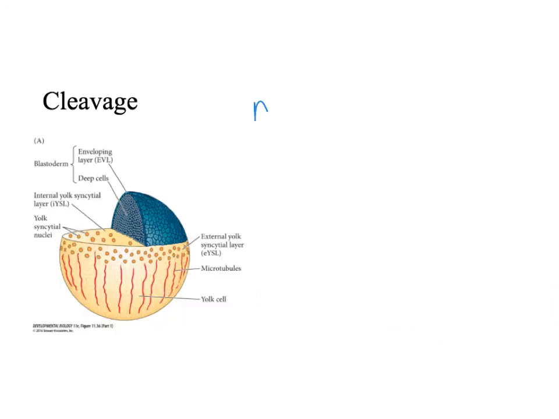The MBT stands for mid-blastula transition. Again, this occurs around division 10, and the primary result of this is three layers: the external yolk syncytial layer, the enveloping layer, and the yolk syncytial layer.